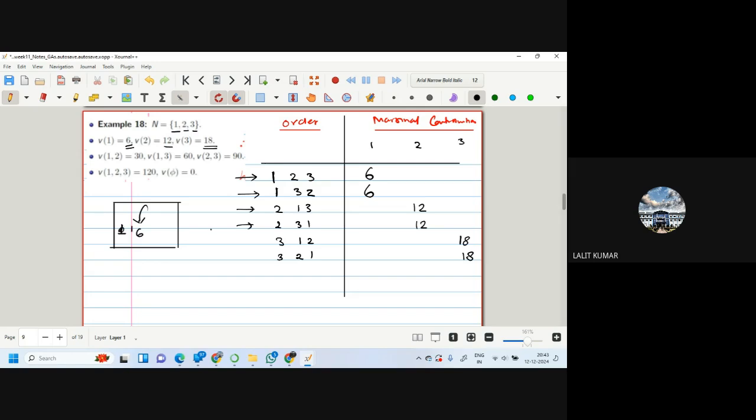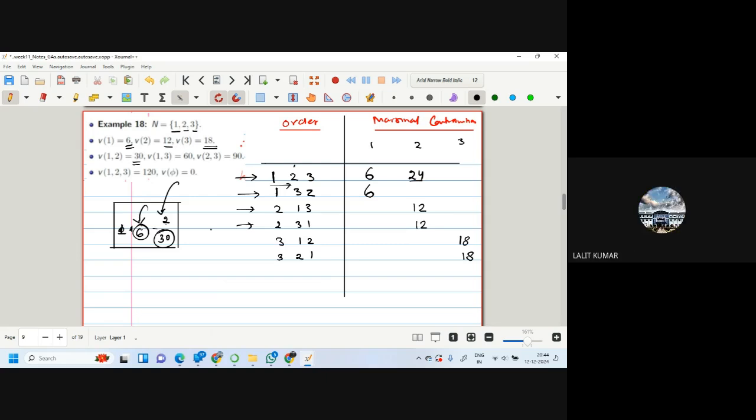Now 1 was here, value was 6. Now 2 came and the value became 30. So what is the contribution of 2? It is 24. How did you do this? 1 was alone here, value was 6. 2 entered and the value became 30. We are looking at 1, 2. So the marginal contribution of 2 is 30 minus 6, which is 24.